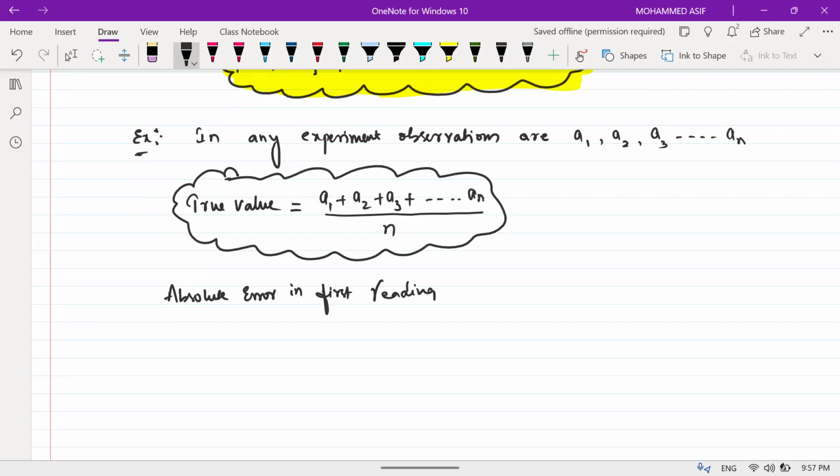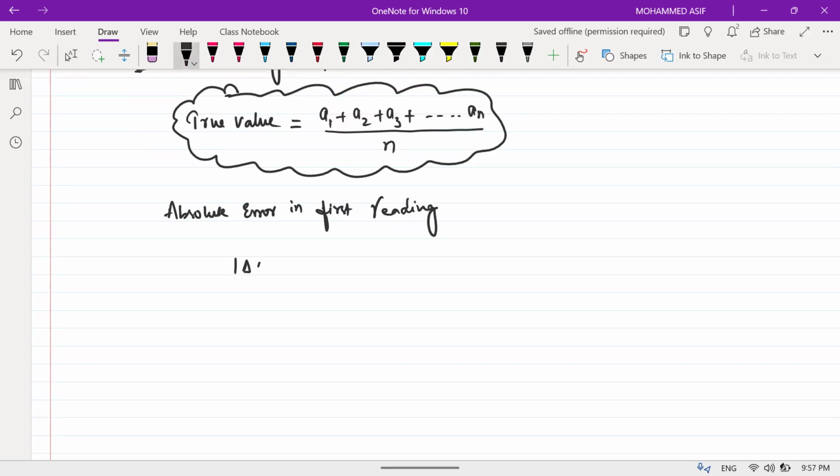Absolute error in the first reading will be equal to how much? Let me write this one. Mod of delta A1 is equal to A1 minus the true value, that is A true. In the same way, mod of delta A2, the second reading, is equal to A2 minus A true.